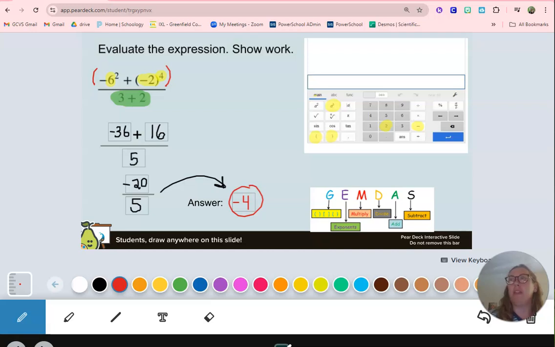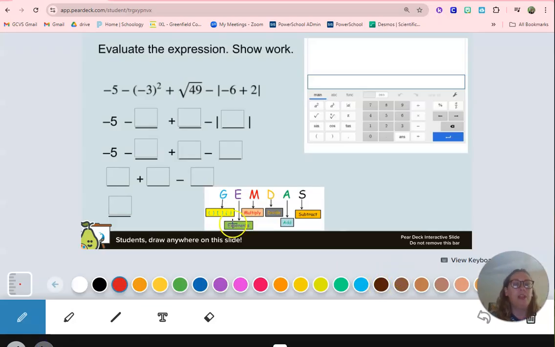Beautiful work, my friends. We have one final slide we're going to work through. So push ahead to slide 10 when you're ready. And we see a lot going on here, right? We have our -5 minus -3 in parentheses squared. Those parentheses are super important.